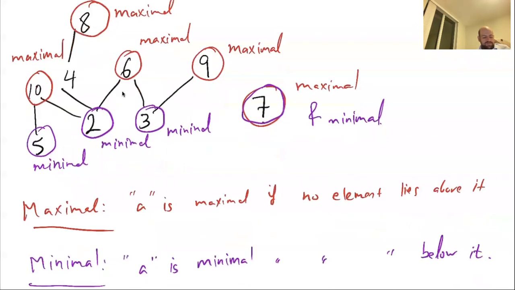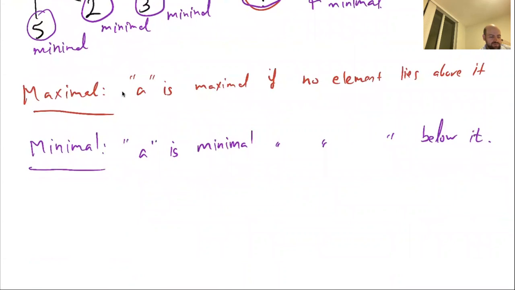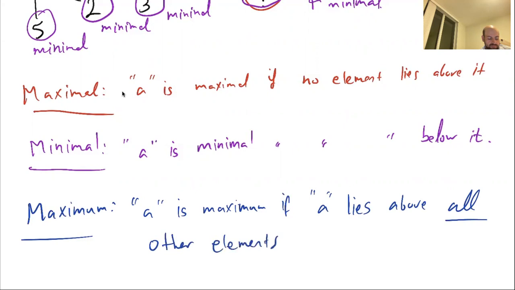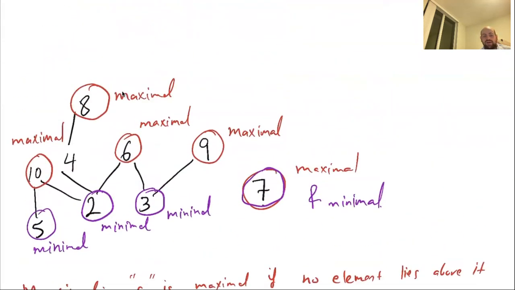Okay, what about maximum, minimum? So maximum: A is maximum if A lies above all other elements. And here we don't have such a number. We don't have a number that lies above all other numbers.